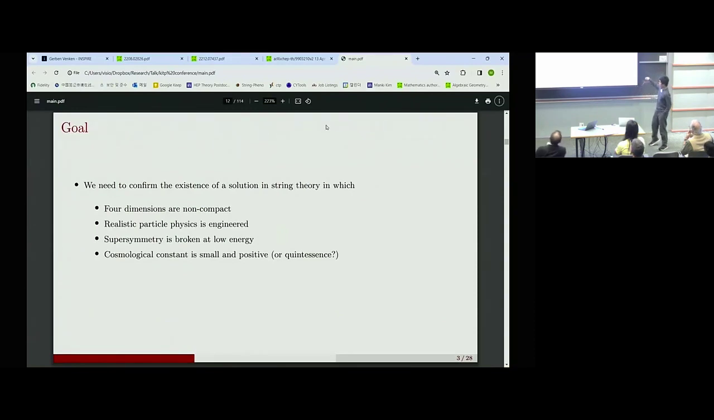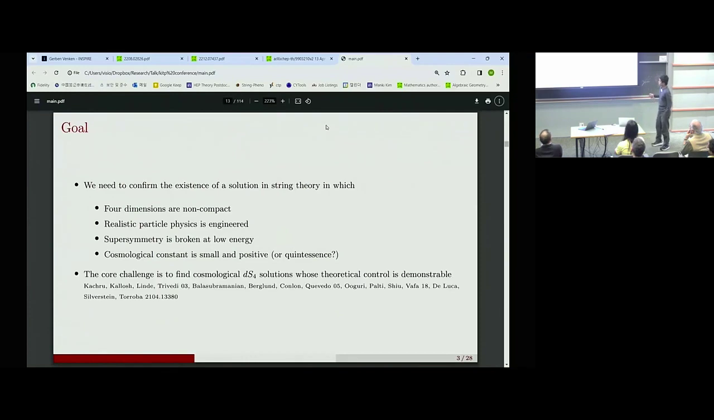Of all those things, I think we have a rather good understanding of how to engineer a particle physics sector in string theory. Really, the problem is to find cosmological solutions like de Sitter or quintessence, whose theoretical control is demonstrable. If you want to just find a crappy de Sitter, I think you can possibly do it, but really, the problem here is that we want to make sure that control is really good so that we can really trust the solution.